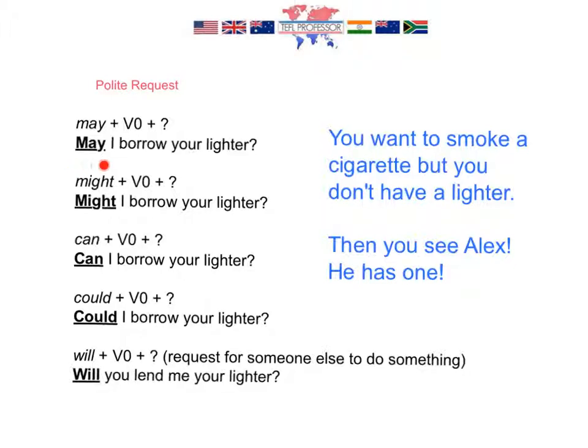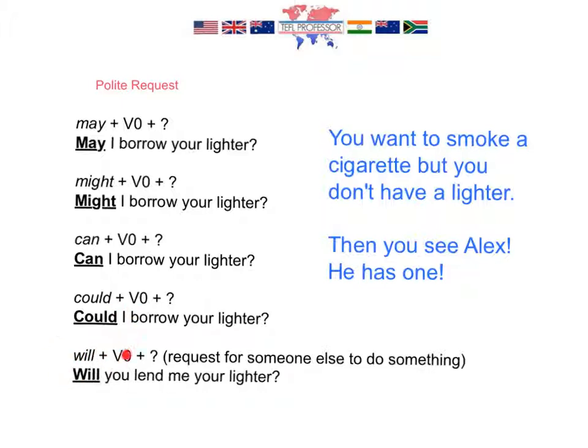So we say may I borrow your lighter? Or might I borrow your lighter? Can I borrow your lighter? Could I borrow your lighter? Can is a little bit less formal. Could is the more formal form between these two. May and might are basically the equivalent. And last, will you lend me your lighter?